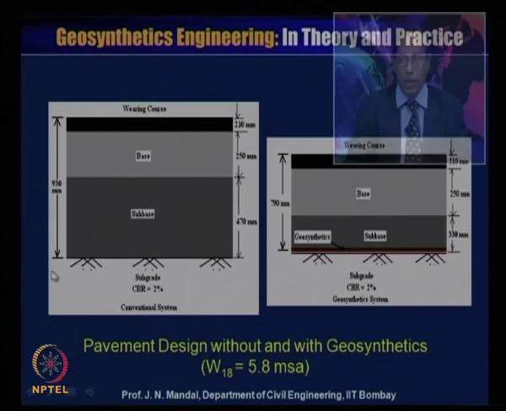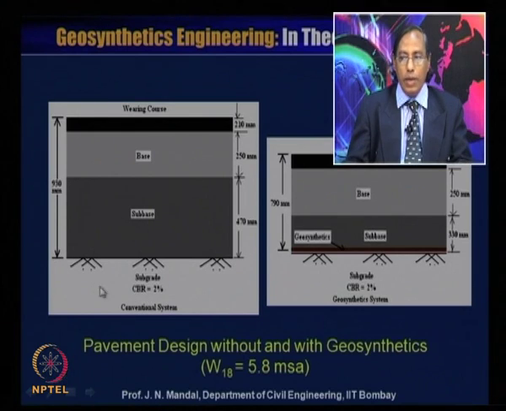In case of the conventional system where CBR is equal to 2%, thickness of the pavement is 930 millimeter, and then you can divide it into subbase, base and the wearing course, that is subbase course is 470 millimeter, base course is 250 millimeter and the wearing course is 210 millimeter. And on the right hand side we are showing the geosynthetic reinforcement system whose CBR value is 2%, where the geosynthetic material lies between the subbase and the subgrade material, and the subbase is equal to 330 millimeter and the base course is about 250 millimeter and wearing course about 210 millimeter.